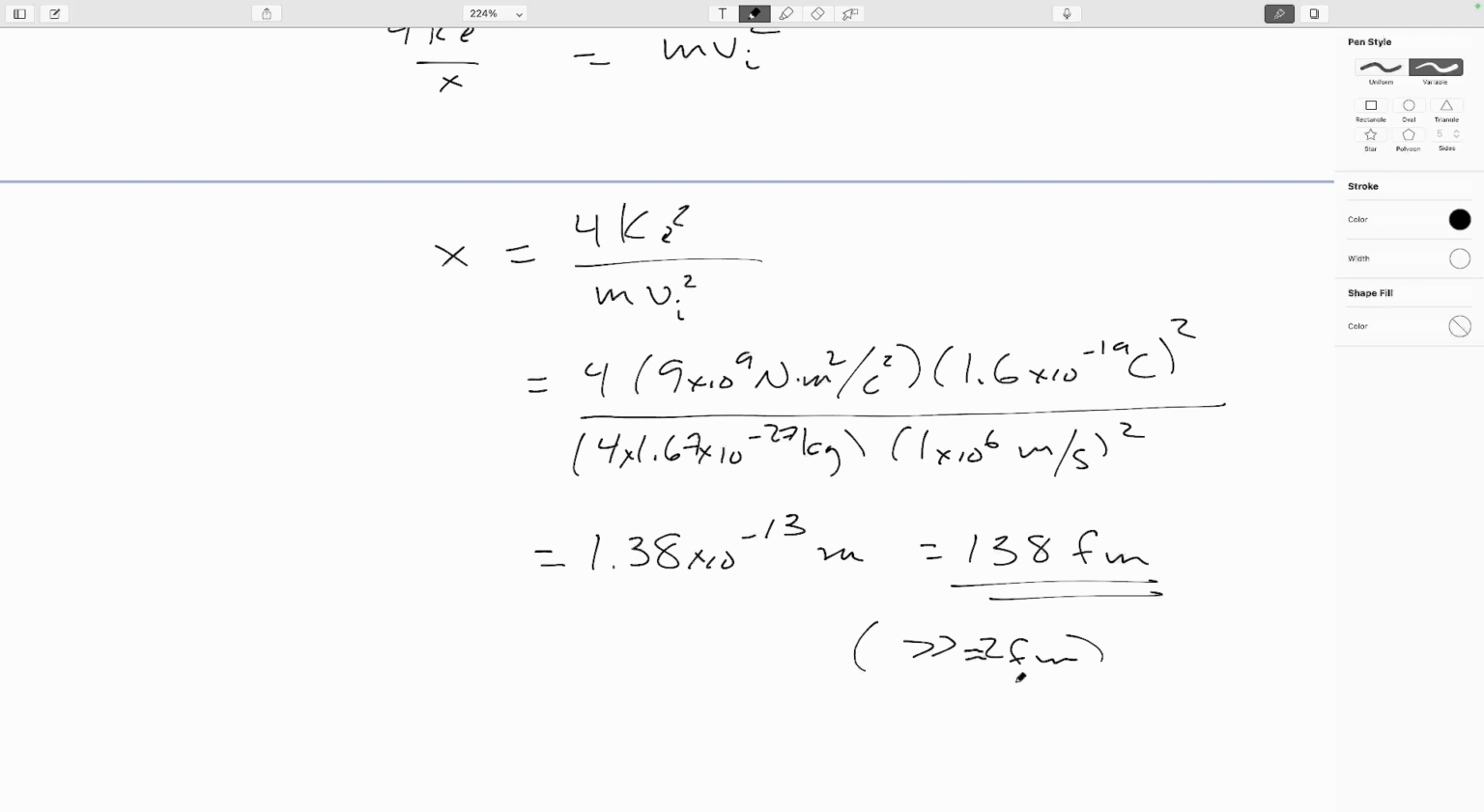Now, if they're going fast enough, just due to thermal energy distribution in the sun, if they happen to be going fast enough that they got to within 2 femtometers, then the strong nuclear force would kick in, and the nuclei would get sucked in together, and nuclear fusion would occur.